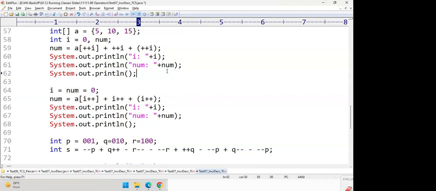Tomorrow, first I'll explain compound assignment operators, same as increment, decrement. Then relational operators, logical operators, bitwise operators. We will complete all operators in tomorrow's class. Only increment, decrement has so many cases. The remaining are all small, they will be completed quickly.